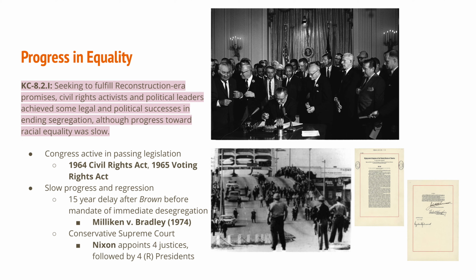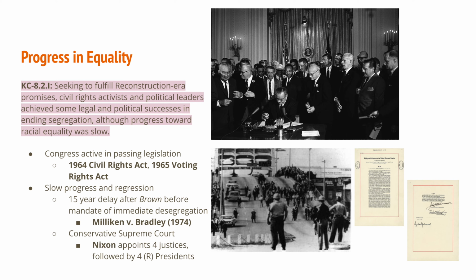So in 1964, we passed the Civil Rights Act. In 1965, we passed the Voting Rights Act. The picture of LBJ on the top right with Martin Luther King Jr. behind him, that's him signing the Civil Rights Act of 1964, which basically says that discrimination in the United States is illegal, and it gave states and the federal government the power to enforce that law.